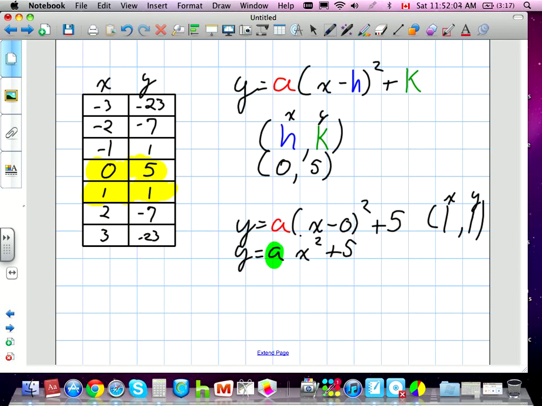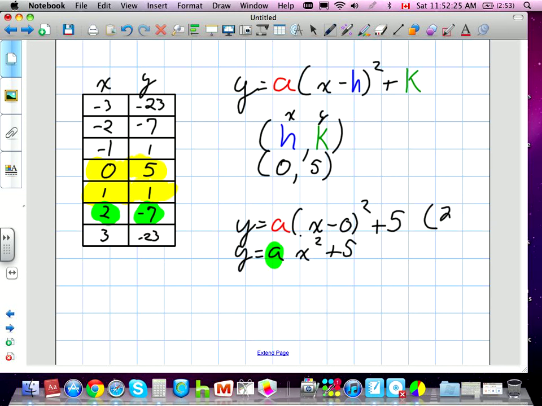You know what? We won't use 1 and 1 just because it's very easy. I want to use one that's a little more difficult. Let's use 2 and negative 7. Now I know these numbers don't exactly correspond to a parabola, but the idea is the same. This is how we solve it. So let's use 2 and negative 7. We have 2 and negative 7, x and y.